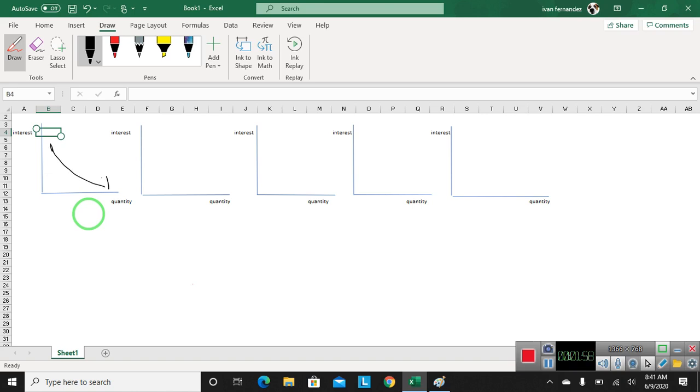it will look like that. It will look like a downward sloping curve. The higher the interest rate, the less you demand. The lower the interest rate, the more you demand. Okay, so those are households, consumers.